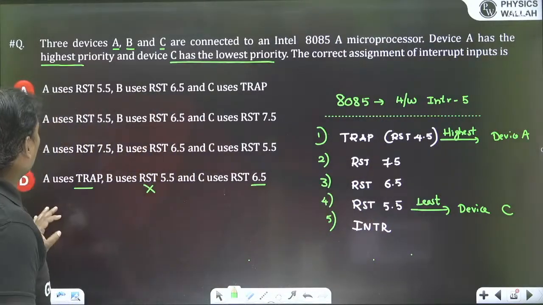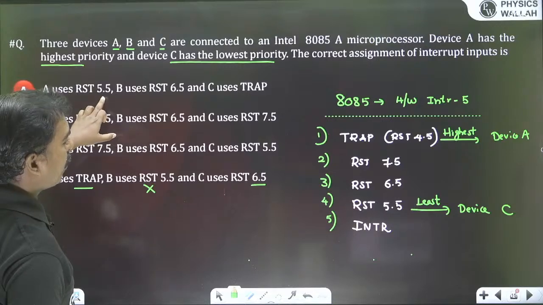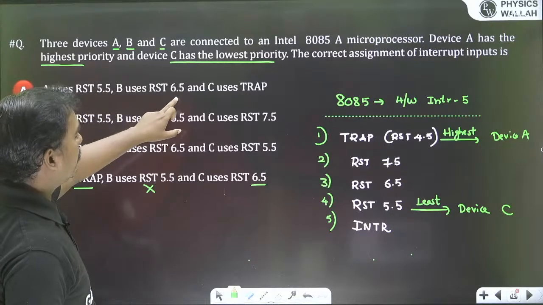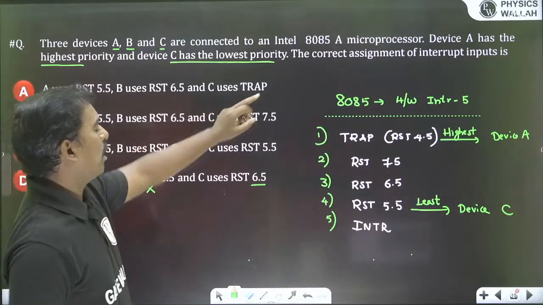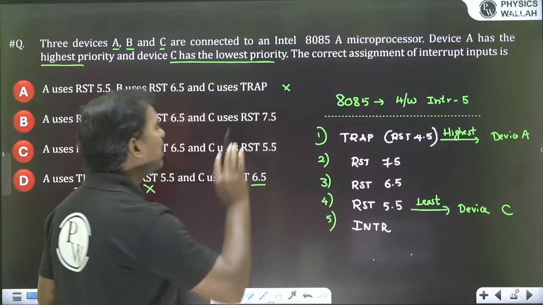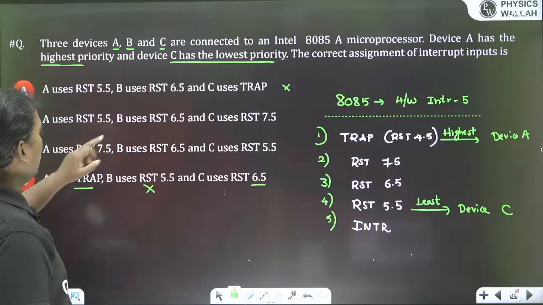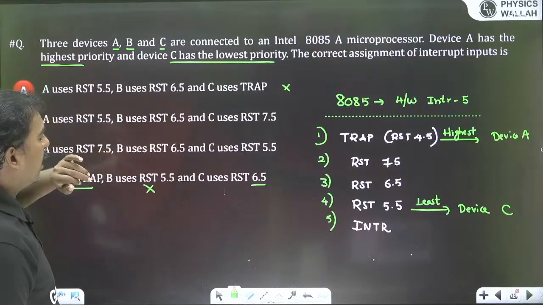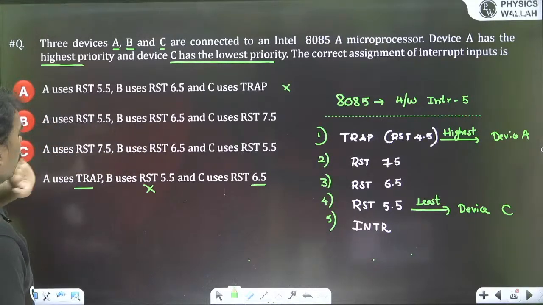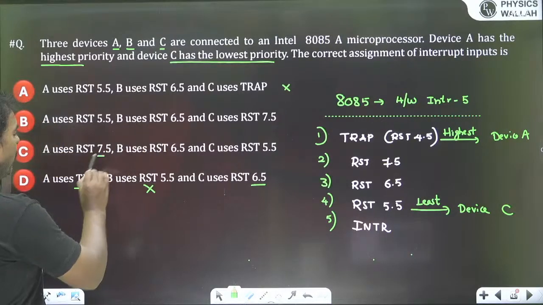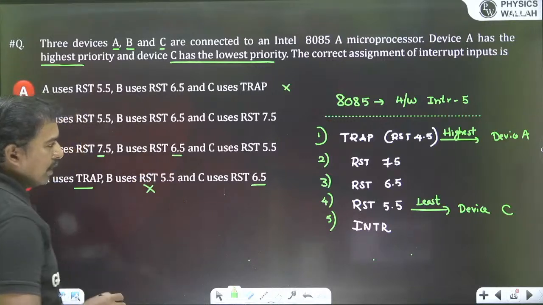Option D cannot be it. A uses RST 5.5, B uses RST 6.5 is also wrong. C uses trap is also wrong because C should be least. So A uses RST 5.5 is also wrong. B uses RST 6.5 because highest priority should be A. So 7.5 is the highest priority. Next, RST 6.5 is the next priority.